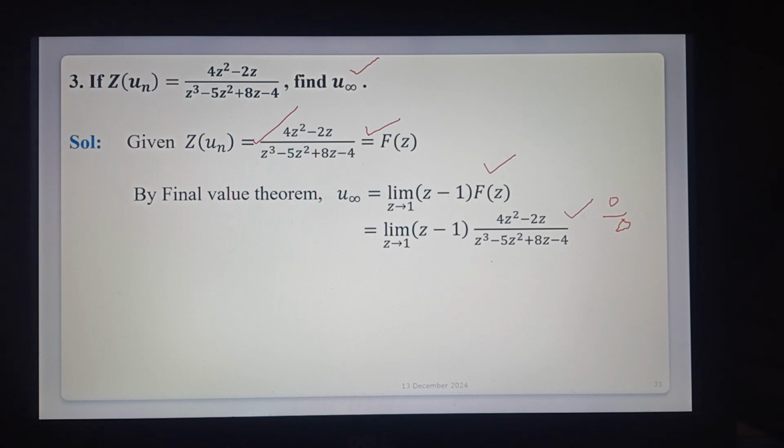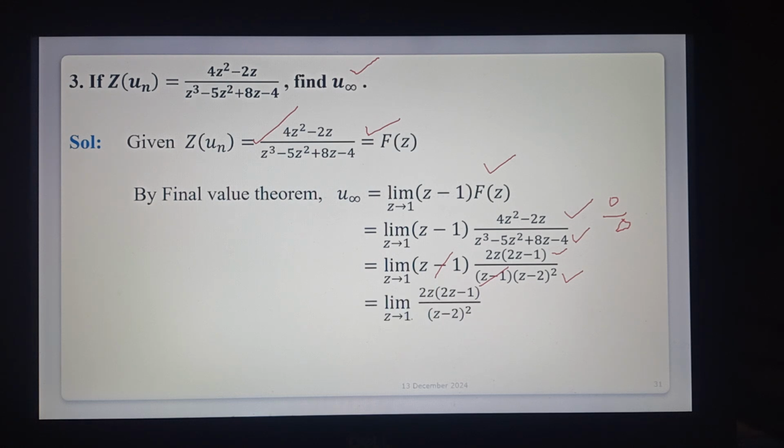So now simplification. The denominator is a polynomial, so separate the factors. That is equal to limit z tends to 1 (z minus 1) into the numerator 2z common, 2z into (2z minus 1), by the denominator factors (z minus 1) into (z minus 2) whole square. Okay? So now z minus 1 cancels. Now substituting z equal to 1, we get 2. So u infinity is equal to 2.